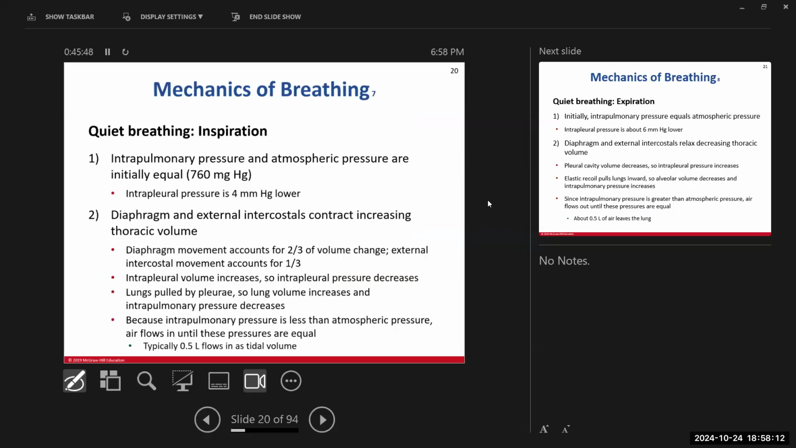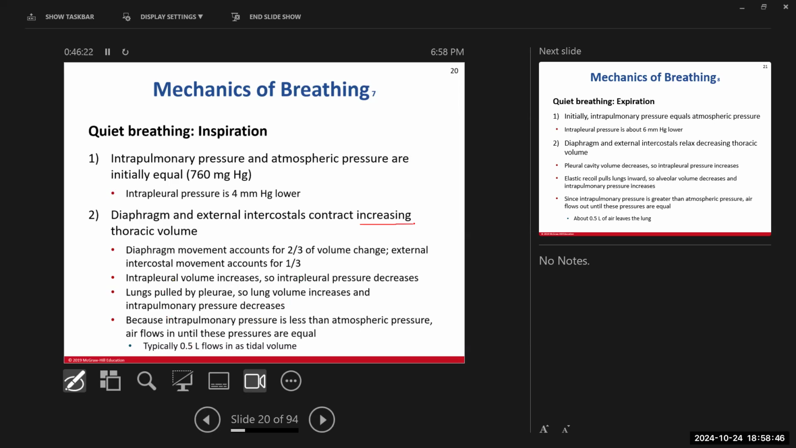So here's what we're going to see. Just to remind you, pressure in your lungs, the intrapulmonary pressure, and the atmospheric pressure are 760 millimeters of mercury. Intrapleural pressure is 4 millimeters less than the intrapulmonary pressure. All right, now we're going to take our breath. Our diaphragm contracts, it flattens out. The external intercostals elevate the ribs, so they move up and out. So we just increased the thoracic volume. So we've made our box bigger.